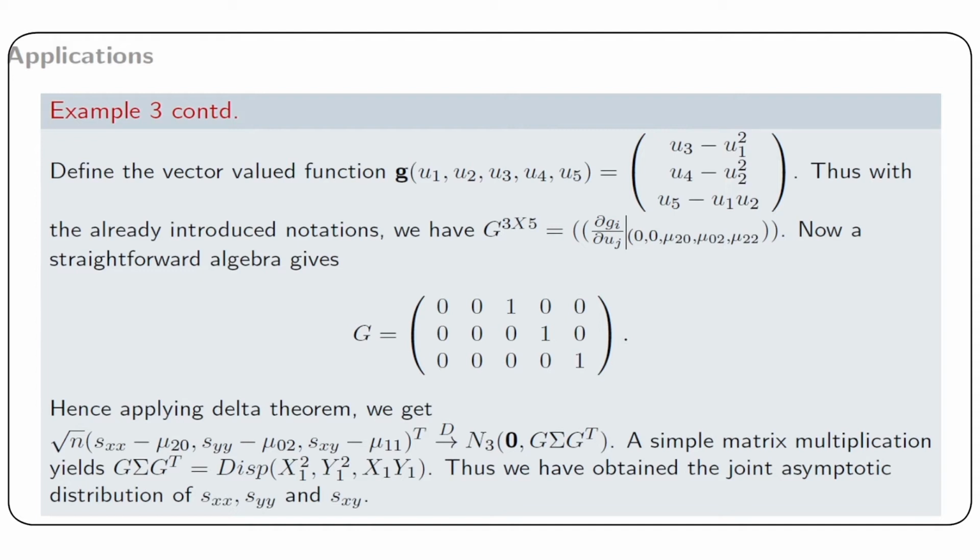Hence, applying delta theorem, we get the large sample distribution of Sxx, Syy and Sxy as a 3-variate normal with mean vector 0 and dispersion matrix G sigma G dash. Now, a simple matrix calculation expresses G sigma G dash as the dispersion matrix for the vector with elements x1 square, y1 square, x1 y1. Thus, we have obtained the joint asymptotic distribution of Sxx, Syy and Sxy.